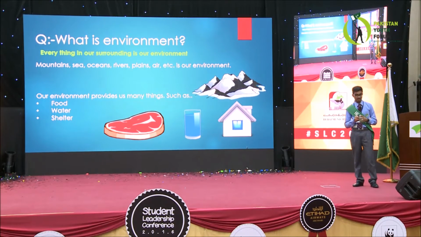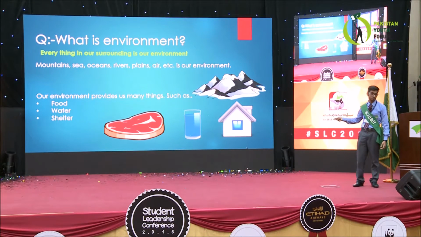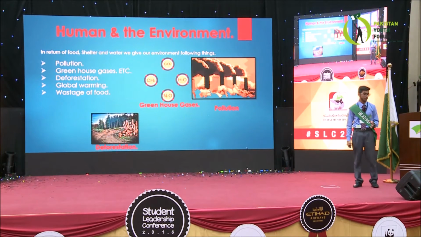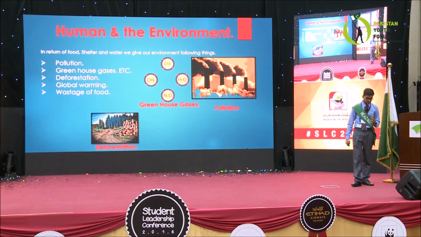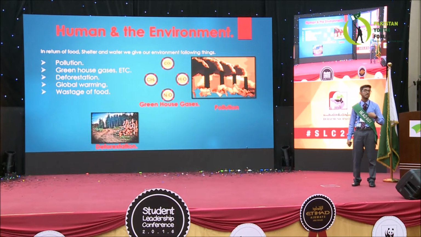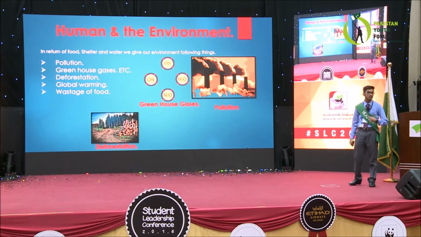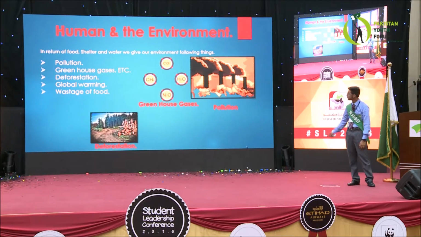Now there are some basic things that our environment provides us to spend life on this planet. Those are food, water, and shelter. Human and the environment. In return for all these basic things, what do we humans give our environment? We give the gift of pollution, greenhouse gases, greenhouse effect, global warming, and deforestation. This is what we give our environment.